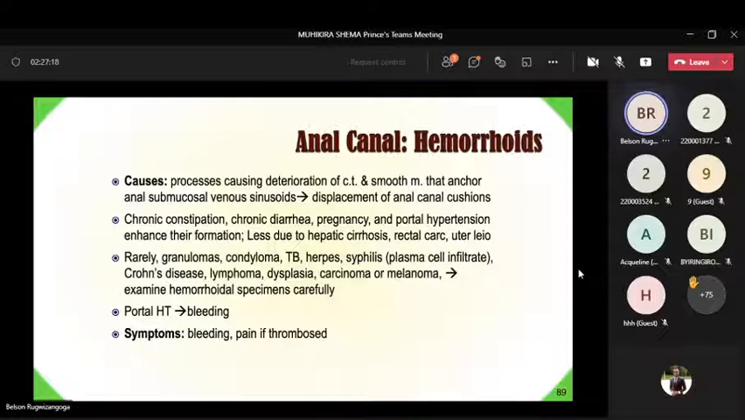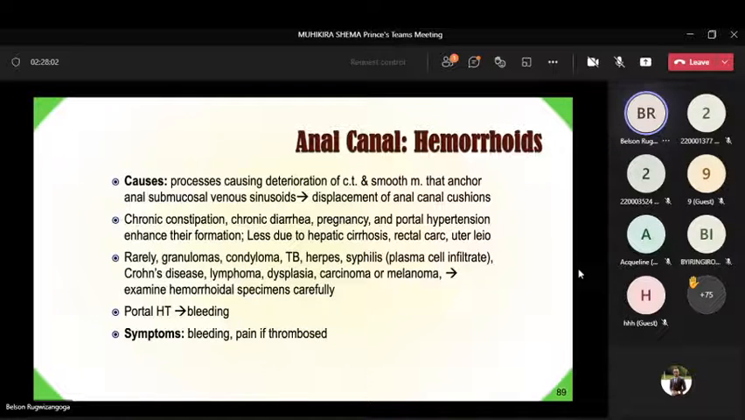The causes are processes causing deterioration of connective tissue and smooth muscle that anchor anal submucosal venous sinusoids. And other reasons: chronic constipation. The idea is that if stools are there, they compress the veins, and therefore they will have a negative impact on the venous return. But also chronic diarrhea, because these are people who will always be pushing stools to go, so their veins will also be distended with blood.